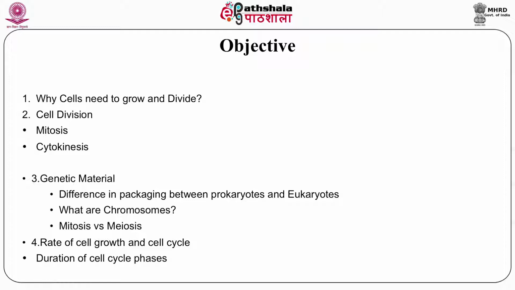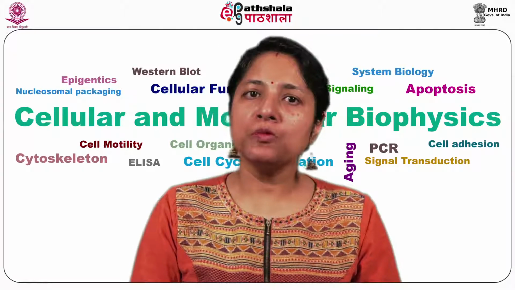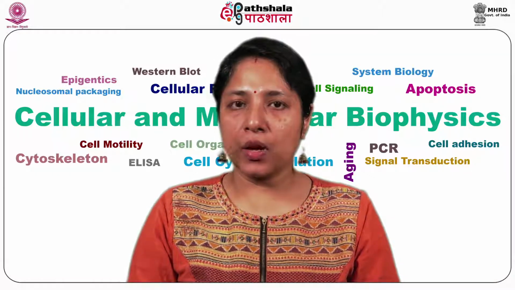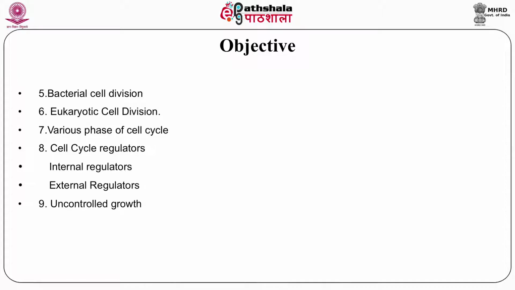Number three, genetic material, and the difference in packaging between eukaryotes and prokaryotes. What are chromosomes? And then what is the difference between mitosis and meiosis? Number four objective deals with the rate of cell growth and cell cycle. How long do the cell cycle phases vary? Number five is bacterial cell division. Number six, eukaryotic cell division. Number seven, about various phases of cell cycle. And number eight, we'll be talking about the various regulators of cell cycle. And at the end, we'll talk about what happens if there's an uncontrolled cell division.